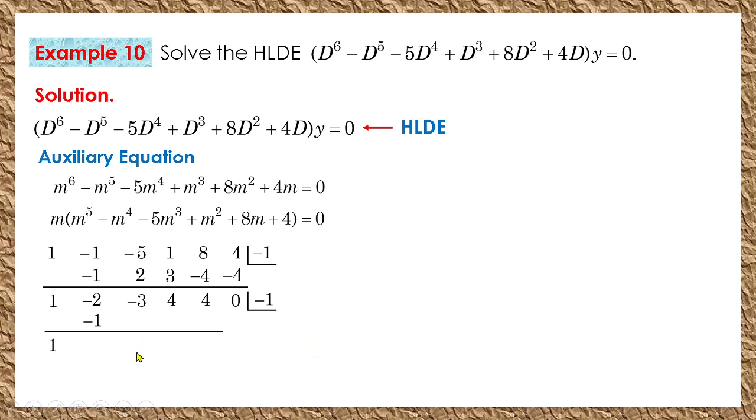1. Bring down, multiply, add, multiply, add, multiply, so 0. Add 4, multiply negative 4. Then add 0. Okay, guys? What about here? Let's apply negative 1 again. This means m cubed minus 3m squared plus 0m plus 4.